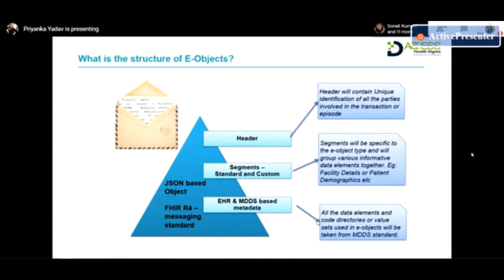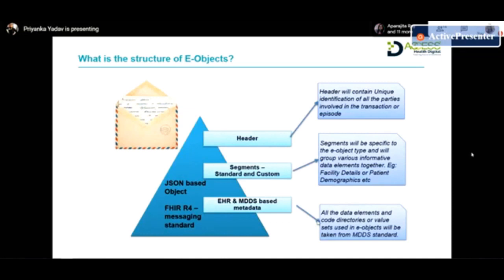It will have a header, and it will have segments. Segments are nothing but logical groupings of data elements. For example, clinical details. Under the clinical details segment, I'll only provide clinical details like diagnosis. What was the diagnosis? It was provisional. What was the type of diagnosis? What investigations were ordered? All this detail. What was the patient's history? What comorbidities does the patient have? All of that will come in that segment.